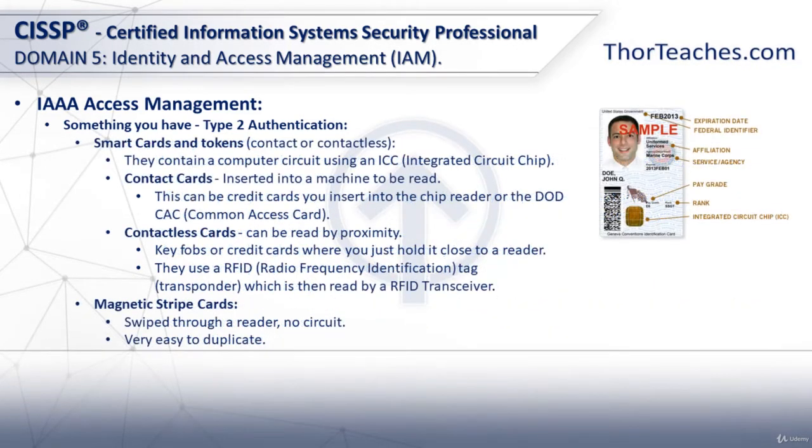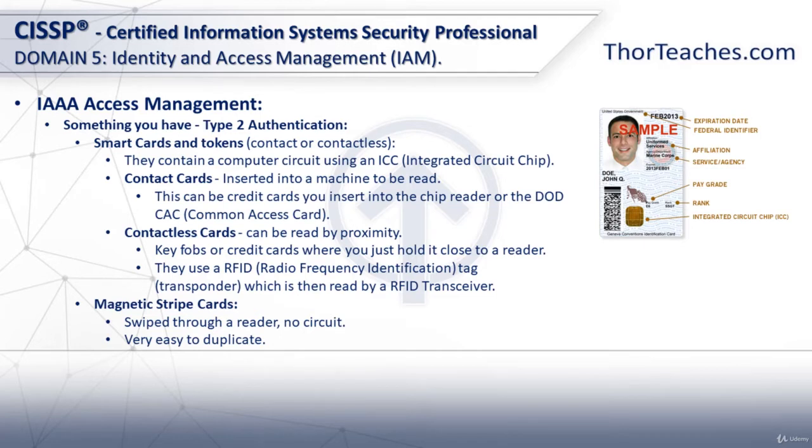ID cards can also be something else we have that we can use as type 2 authentication, and they come in many different varieties. Smart cards or tokens can be contact or contactless, and they all contain a little integrated circuit chip or an ICC, which makes them function. And luckily, these also make sense. A contact card must be in contact with the machine that reads it. You insert it into the machine, it reads your card.